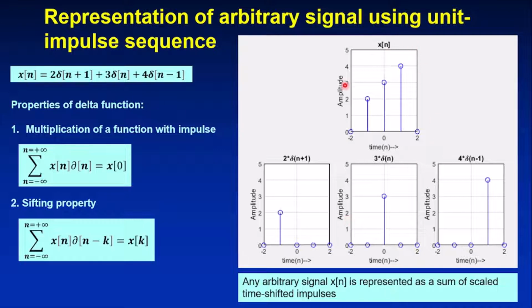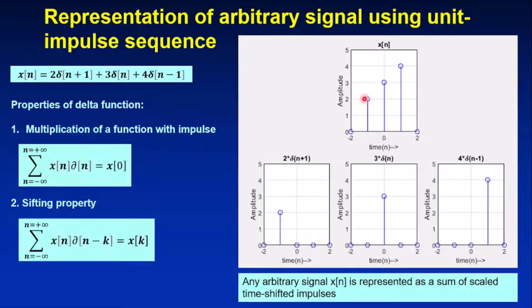As you can see here, I have taken a signal x of n which has 3 samples: at n equal to minus 1 with an amplitude 2, at n equal to 0 with an amplitude 3, and at n equal to plus 1 with an amplitude 4. Now I can represent this by 3 different impulses. The sample at x of 0 I can represent with the help of delta of n with the scaling factor 3. The 3 is nothing but the amplitude of this particular sample.